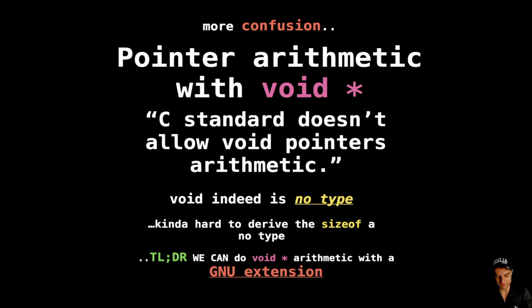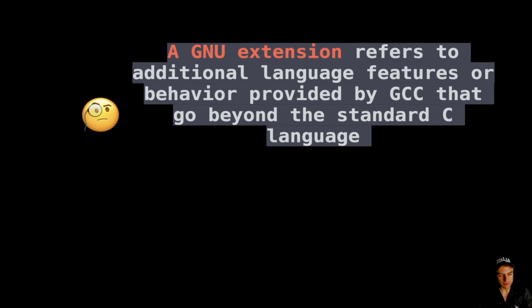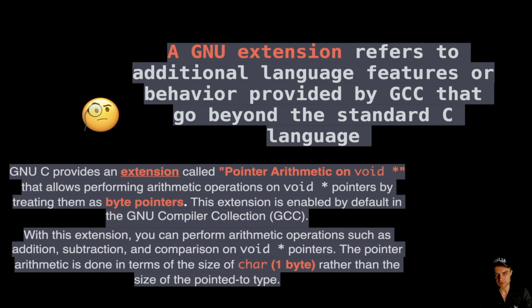What is going on here, my friend? Well, we have a GNU extension. I can explain better. A GNU extension refers to additional stuff that you can do, additional features you can perform with the language beyond the standard C. In this case, we have an extension which is called pointer arithmetic on void pointers. Long story short, we are gonna treat a void pointer as a pointer to a byte. This makes sense, right? Because when we have a void pointer, we are implying that we have a pointer to a byte. I just have a generic pointer to a byte.